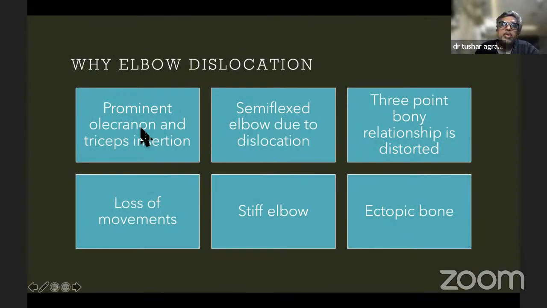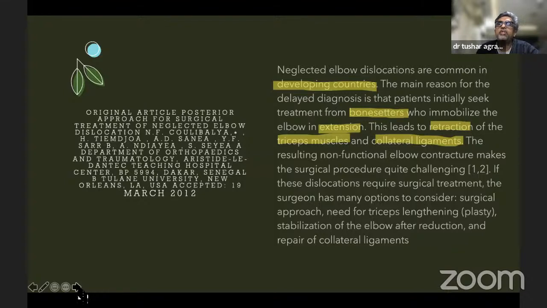There will be a prominent olecranon and triceps insertion. I think this is the single most important feature, that you are going to have the prominent triceps when you attempt to flex. There will be a semi-flexed elbow, right? The 3-point bony relationship will be distorted as the olecranon has shifted out. There is loss of movement, a stiff elbow, and there will be ectopic new bone formation.